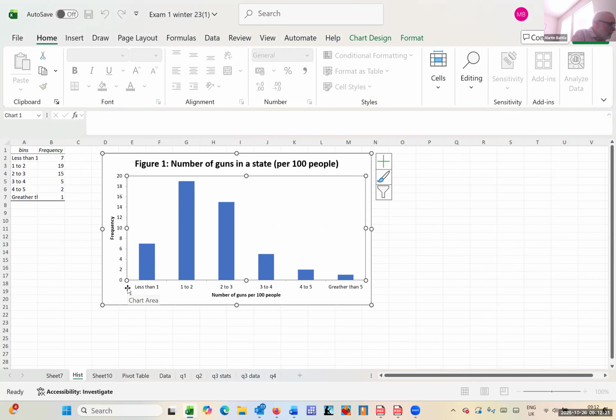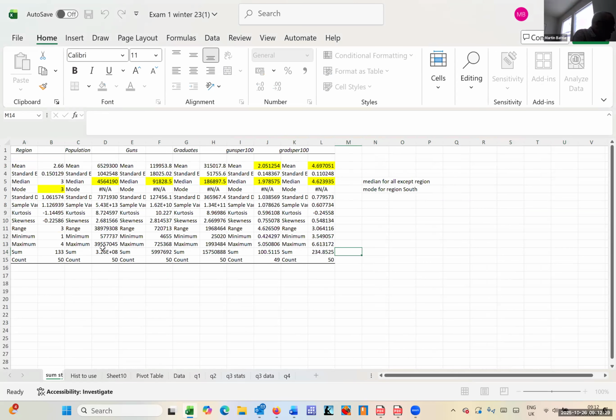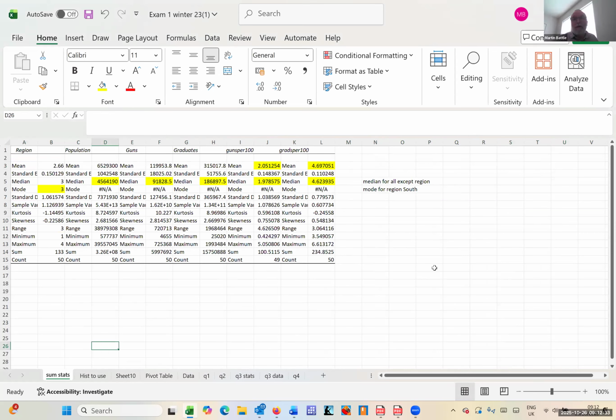This is the histogram to use. All right. And then that's it. That's what I would submit. Okay. So it's very easy. Didn't take me very long. Shouldn't take you very long, so you should be good.